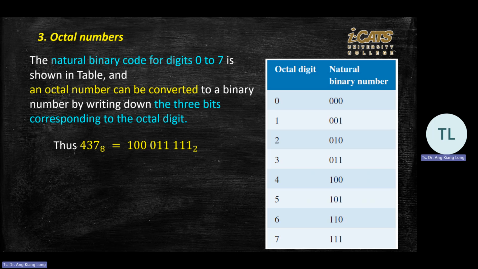4 equals 100. Then leave a small space, just in case you don't want to confuse yourself, meaning this 100 equals 4. 3, you read from the table, 011. 7 is 111. Then remember to write the 2 there, because the 2 means it is a binary number.